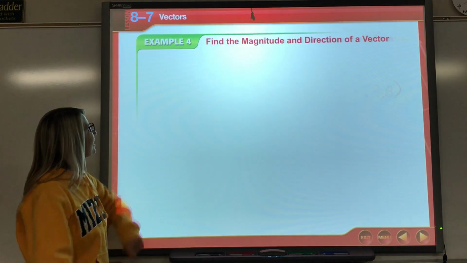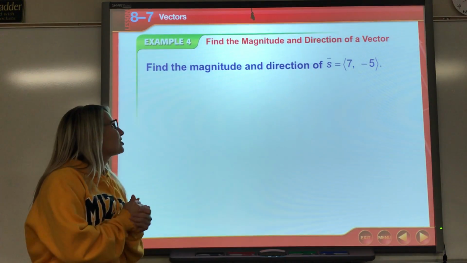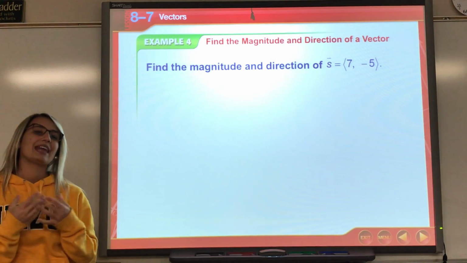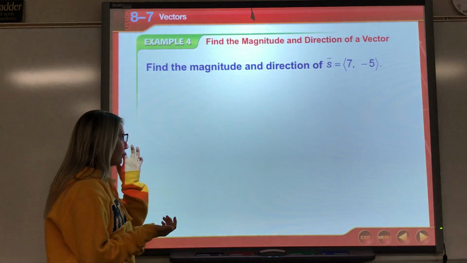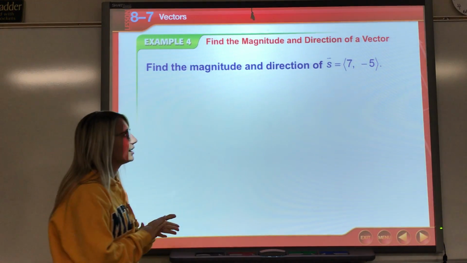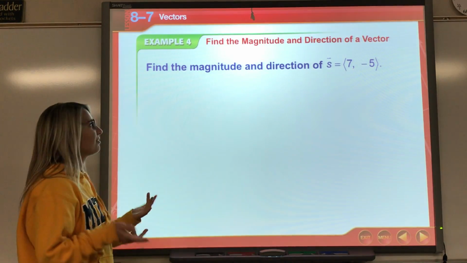Alright, fun technology today. Okay, so now we're finding the magnitude and the direction of vector S. So we're given vector S is 7, -5.